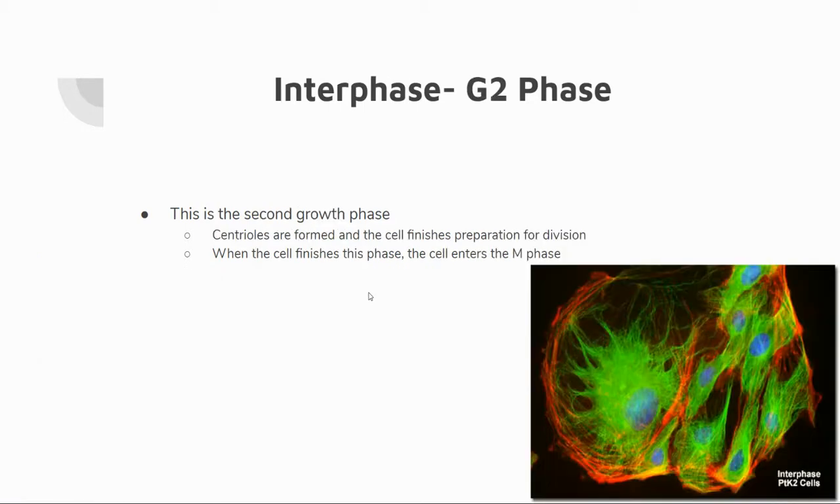Then we enter the last phase of interphase, which is the G2 phase, and this is the secondary growth phase, and this is also the preparation for entering into the M phase. So centrioles are formed, and the cells finish preparation for division. When the cells finish this phase, the cells will enter into the M phase.